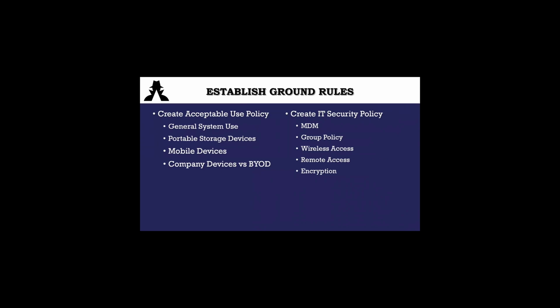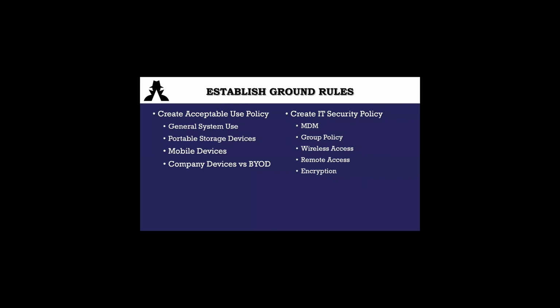Those are the things that your acceptable use policy will cover, because sometimes you just can't solve every problem with technology. Sometimes you have to have policy in place. And that's what the acceptable use policy is going to help you with, versus the IT security policy, which is now where the technology is going to come into place to help augment whatever your ground rules are.